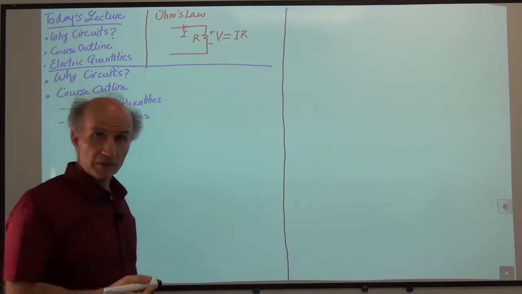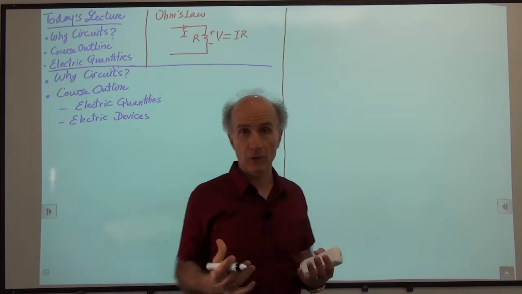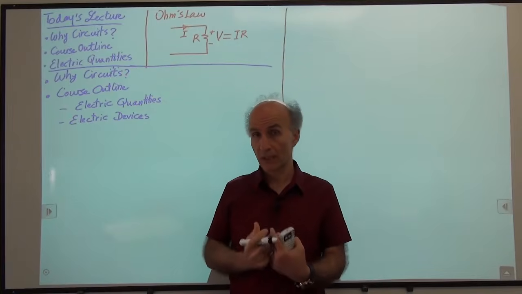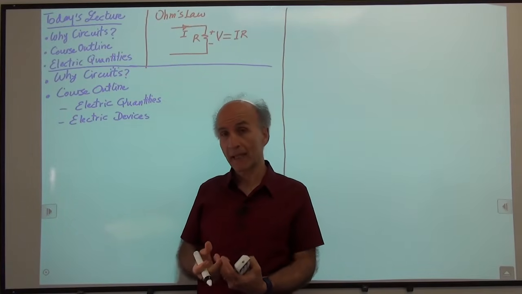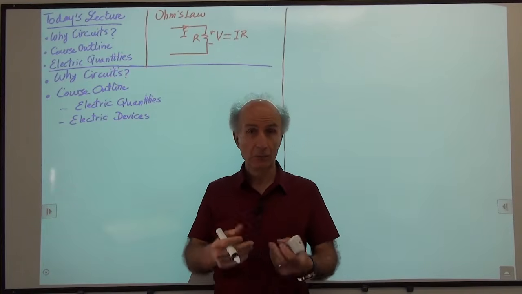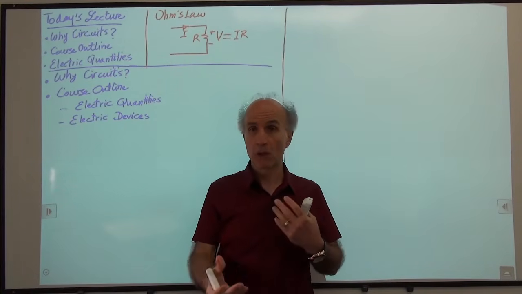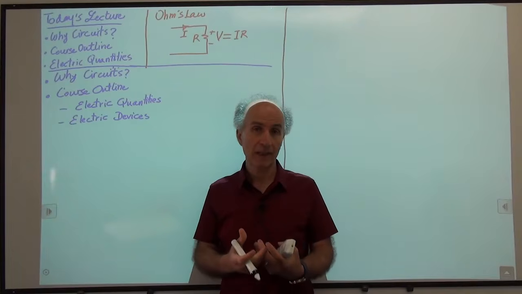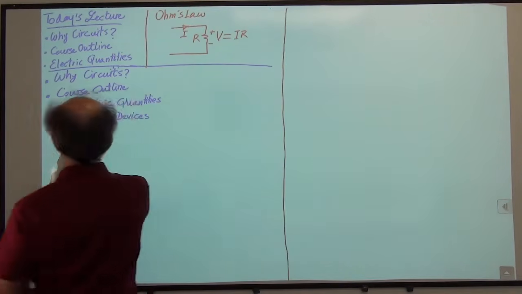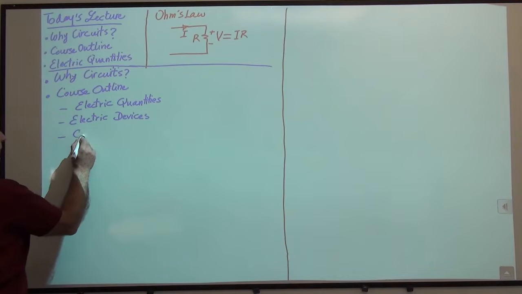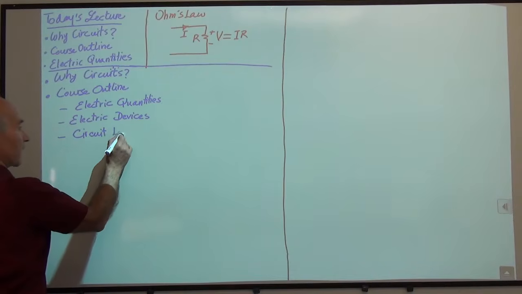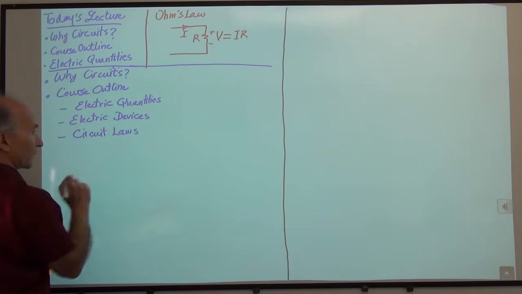Okay, it makes sense, right? Because if you're going to build a circuit, first we have to understand what quantities in that circuit are of interest to us. And then we have to understand how the devices that comprise the circuit behave. How do we model these devices? What equations can we write for these devices? And then we can start building circuits and in particular look at laws that govern the behavior of circuits.